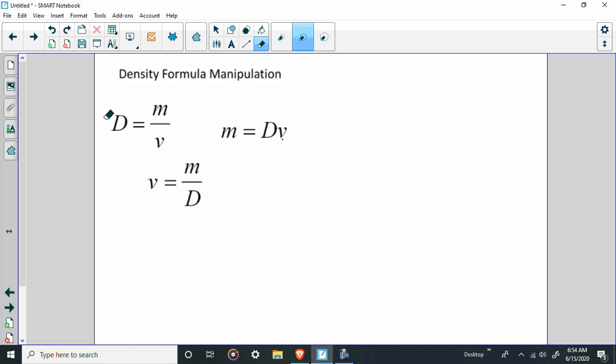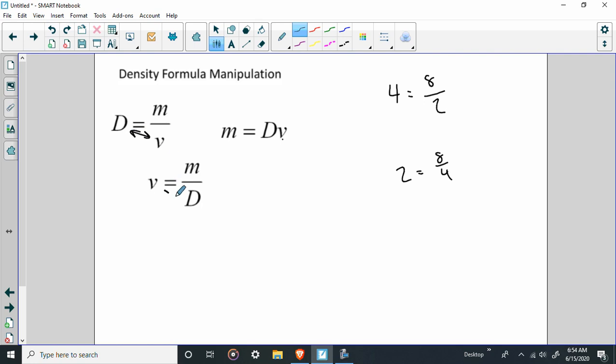I do want to show you guys something that's kind of a cool trick, though. If I said that 4 was equal to 8 over 2, the cool thing is whenever you have a number on this side and a number in the denominator here, you can switch them and the statement is true. So if I switch this 2 and this 4, 2 is equal to 8 over 4. Still true, yes? So just a cool thing you can remember here is if you switch these two, it still works, okay?